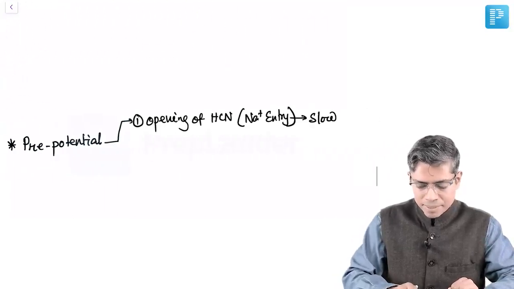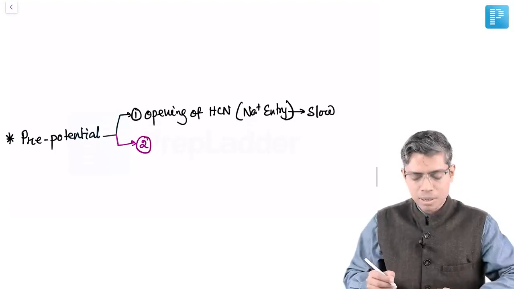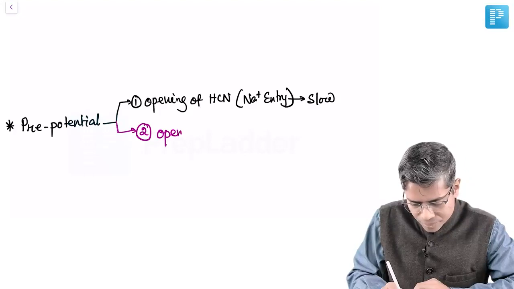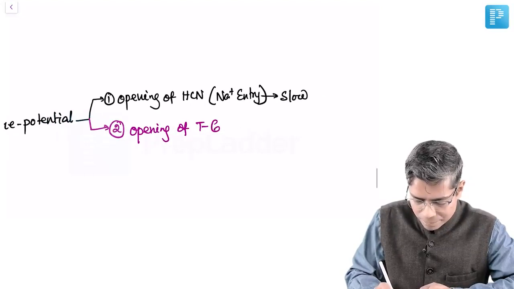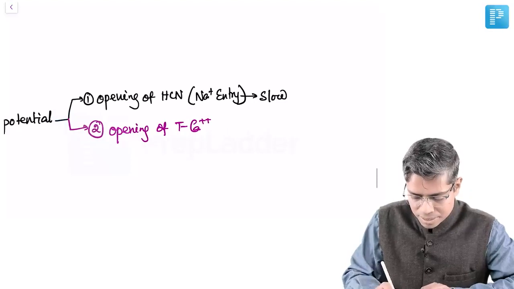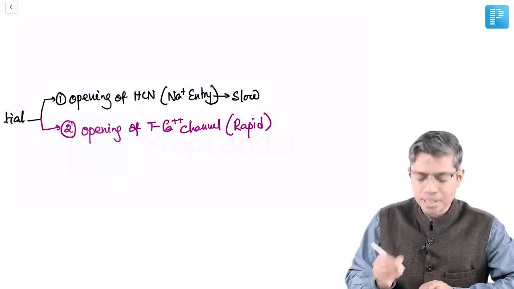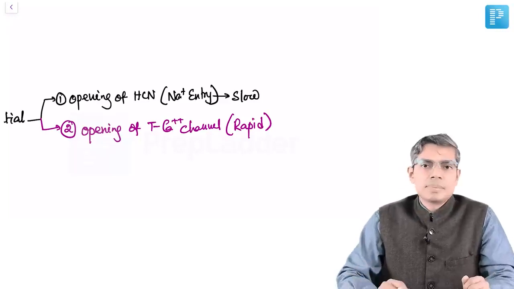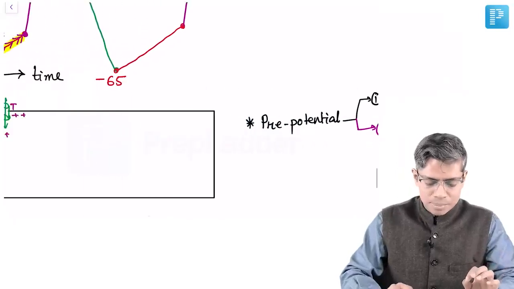So I'm writing here that the second part of the prepotential is due to opening of T-type calcium channel. Okay, T-type calcium channel. This T-type calcium channel is a rapid calcium channel, right? Now, after the opening of this T-type calcium channel, whenever you are reaching minus 40 millivolt, what I told about this minus 40 millivolt, could you recall for me?